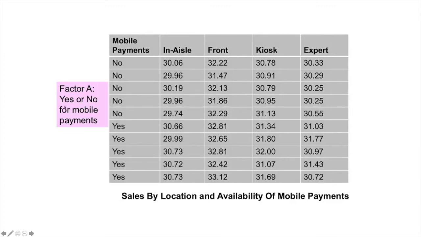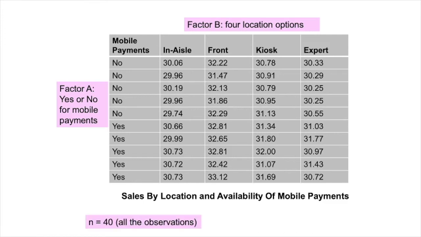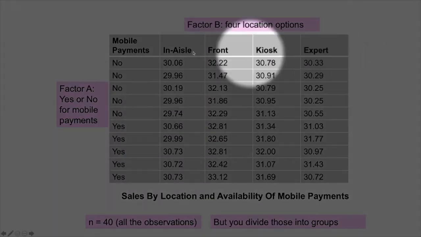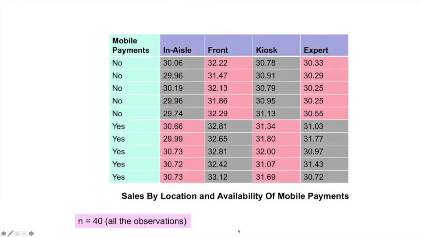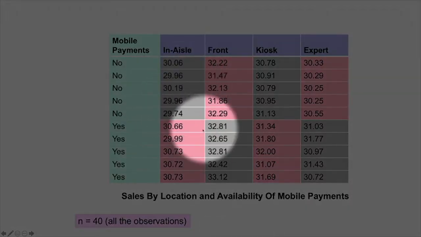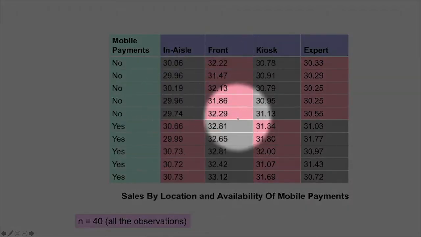Well, let us call this our factor A. It's yes or no for mobile payments. Let's call this factor B for location options. What is our N? Well, in total we have 40 observations, because that is 10 times 4. However, you can divide into groups by interacting factor A and factor B, like so. So this is a group, this is another group, this is a third group, etc.